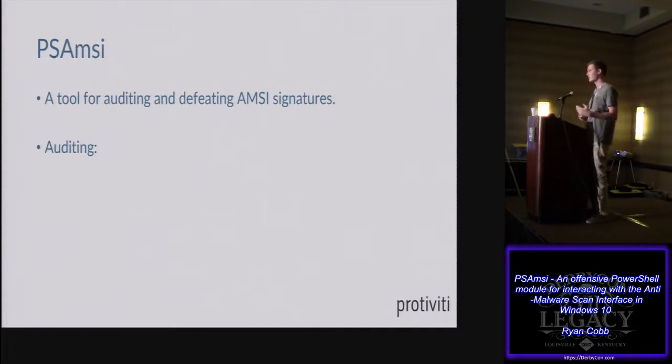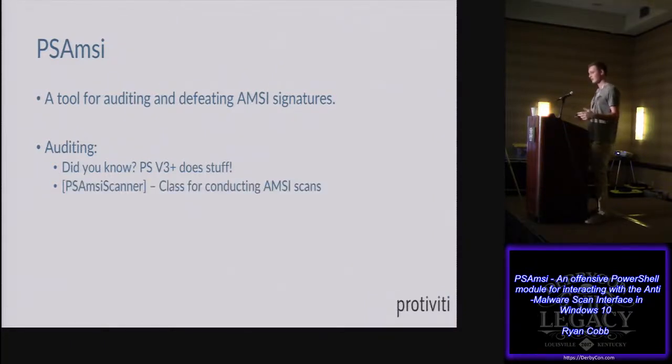So PSAMC, like I said before, is a tool for auditing and defeating AMSI signatures. So we'll start off talking about that auditing portion. I made a strategic decision when writing PSAMC that I was only going to support PowerShell version 5 and up. The main reason for that is that the AMSI is only included in PowerShell version 5 and on Windows 10, so there's no real reason to maintain that backwards compatibility. And I don't know if everyone here knows this or not, but PowerShell version 3 and up actually does stuff besides just logging.